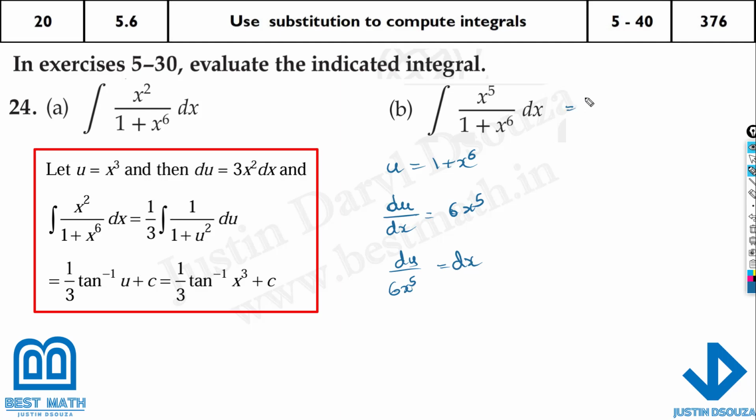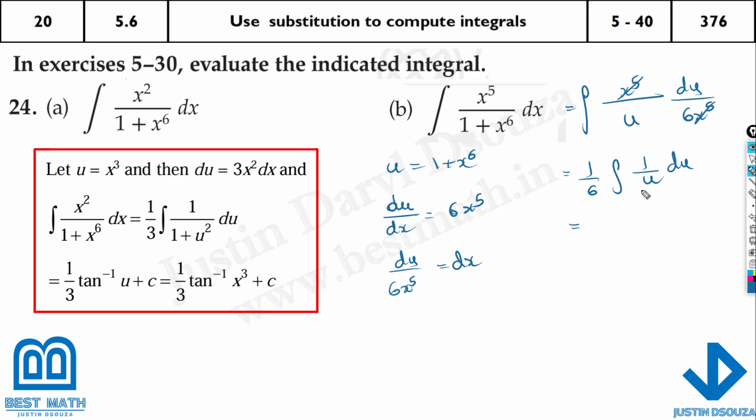And let's substitute back in the given question. So we have x power 5 as it is, divided by 1 plus x to the power 6, which is u, and dx is du divided by 6x raised to the power 5, which cancels that out. You're remaining with 1/6 of 1 by u du. This is a natural logarithm now. Don't write it as a radical or anything. There's no square root.